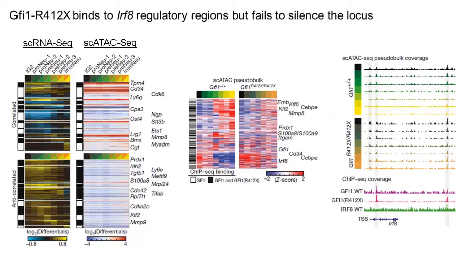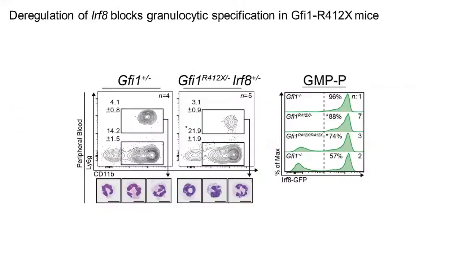On the bottom, you can see that similar to wild-type GFI1, the R412X mutant can bind to the IRF8 locus. However, on the top, the chromatin fails to close in the mutant cells. These results suggest that the R412X mutant is defective in its ability to silence target genes. Given the noted deregulation in IRF8, we attempted to rescue our R412X mutant mice by performing an epistasis experiment.